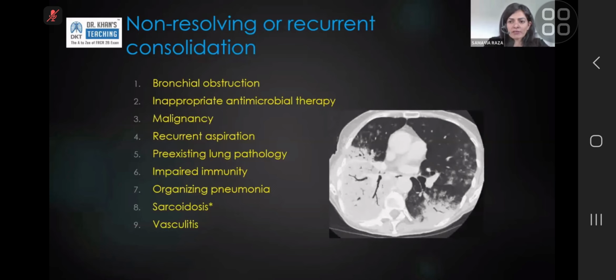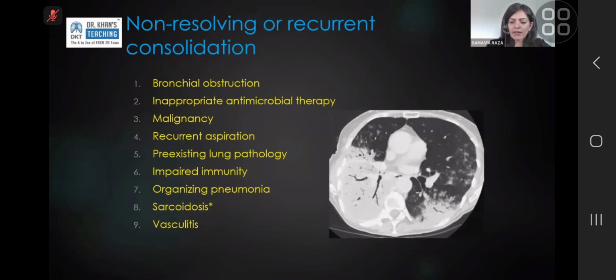So non-resolving consolidation absolutely needs a CT if it's persistent. Recurrent consolidation, if the patient is asymptomatic, I wouldn't worry too much about it. But if the patient presents with an infection 4 times a year, either a respiratory physician or you would think down the line of, is there underlying pathology? And the ease of access to CT comes into play here. And most of the respiratory physicians for recurrent consolidation or recurrent pneumonic process would recommend CT at this point.